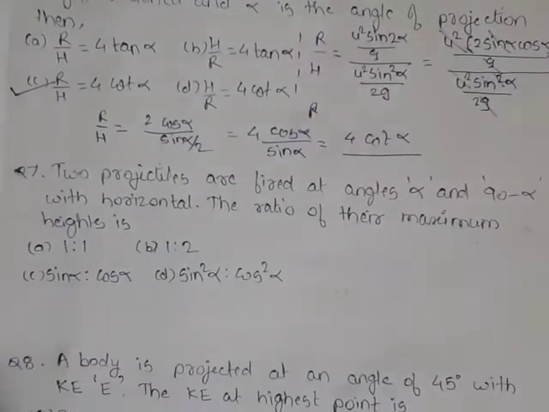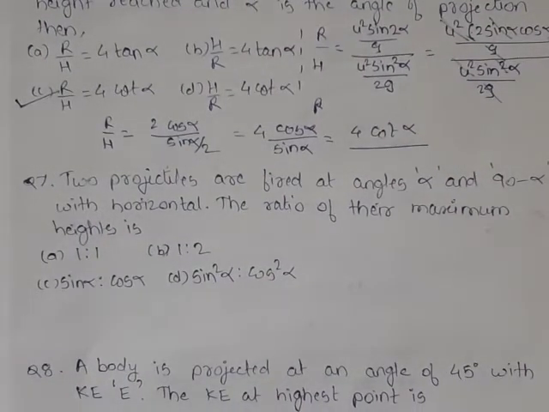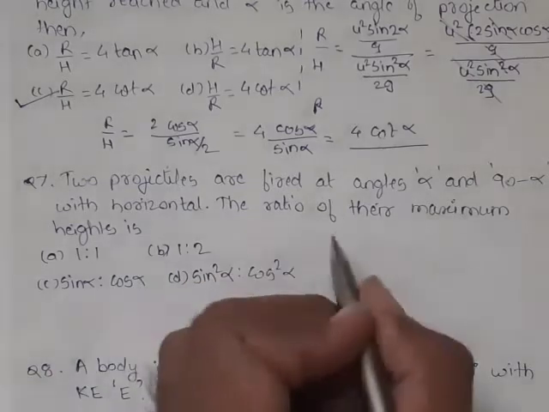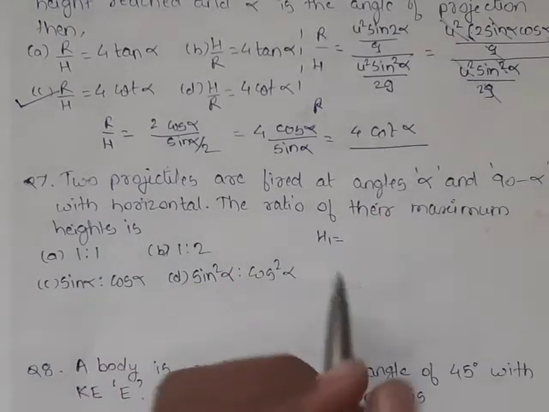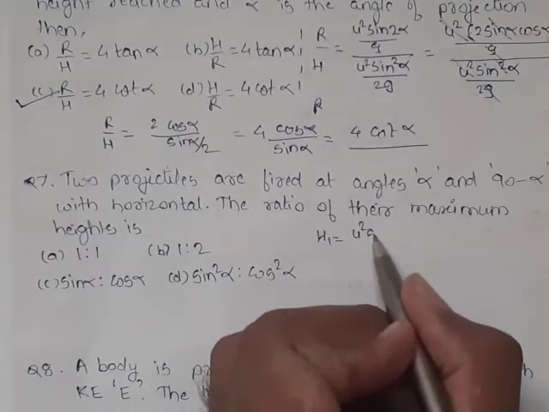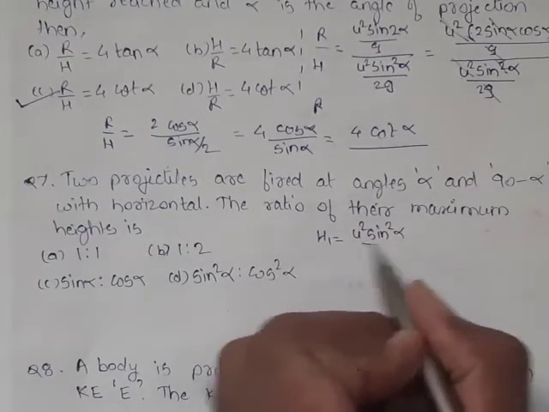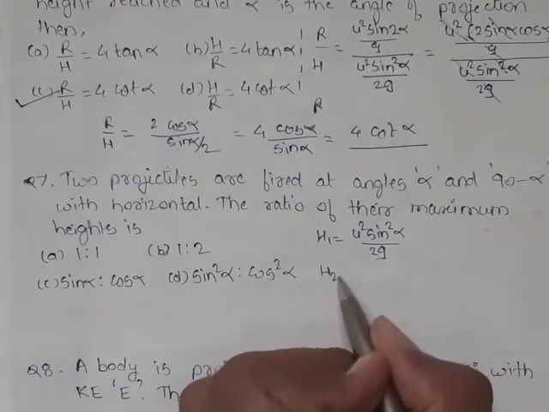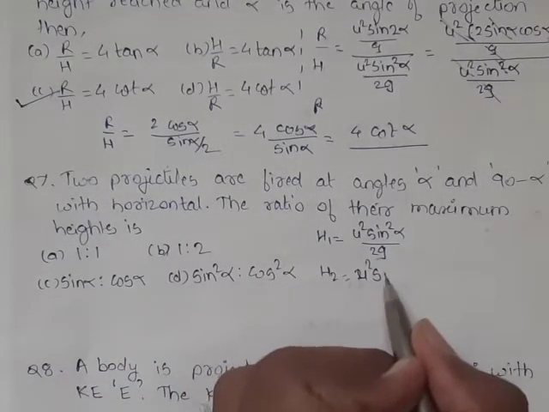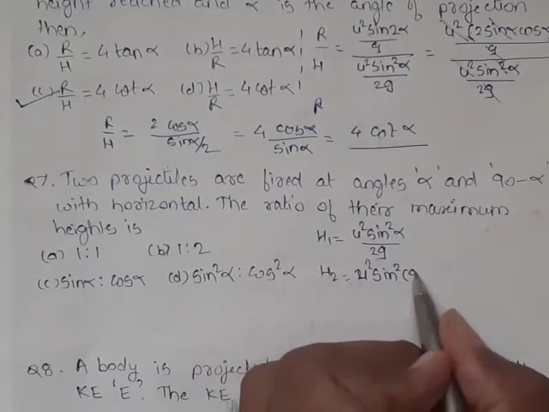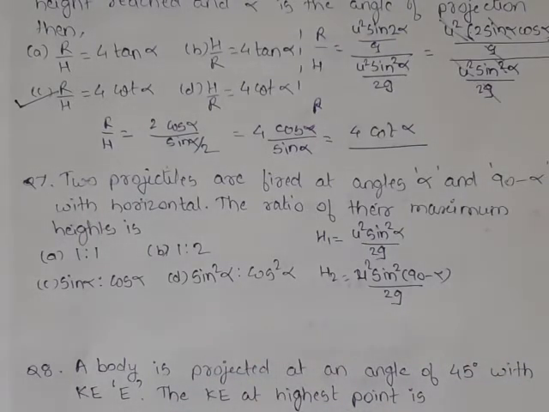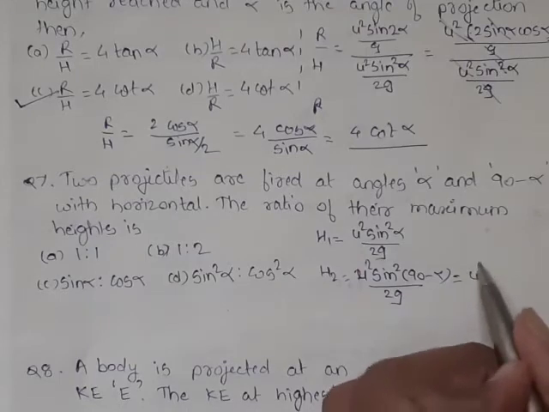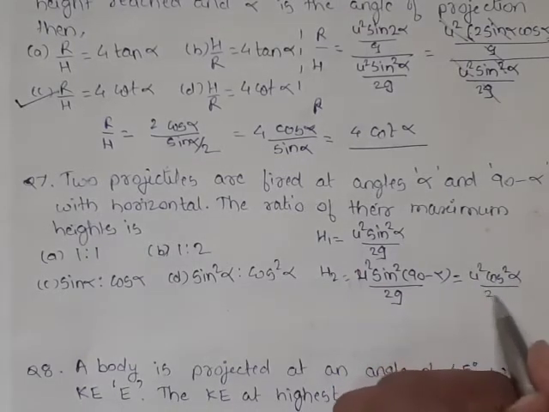Question 7. Two projectiles are fired at an angle alpha and 90 minus alpha with horizontal. The ratio of their maximum heights is, so H1 is the maximum height reached when angle of projection is alpha. So for H1, formula is u square sine square alpha upon 2g, and H2 is maximum height reached when angle of projection is 90 minus alpha. So sine square 90 minus alpha upon 2g. Sine 90 minus alpha is nothing but cos alpha, or we can say u square cos square alpha upon 2g.